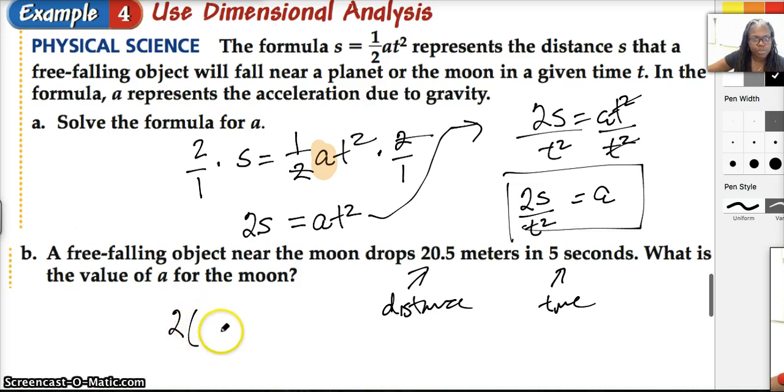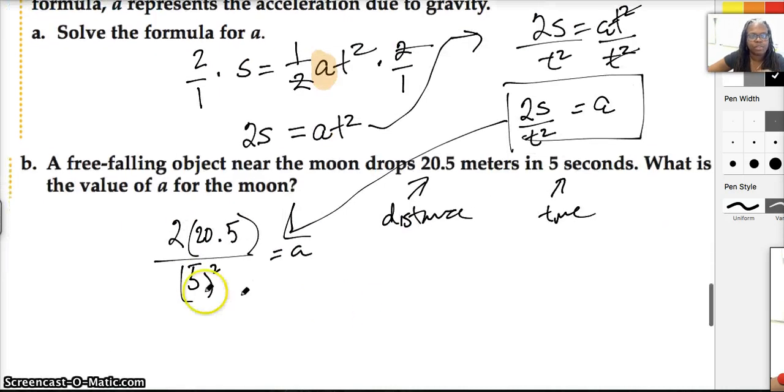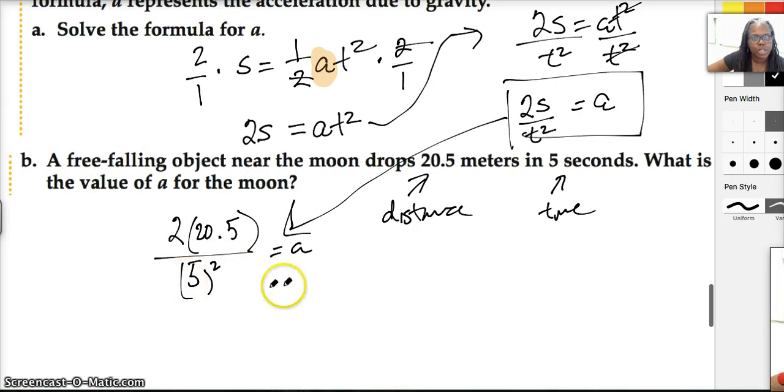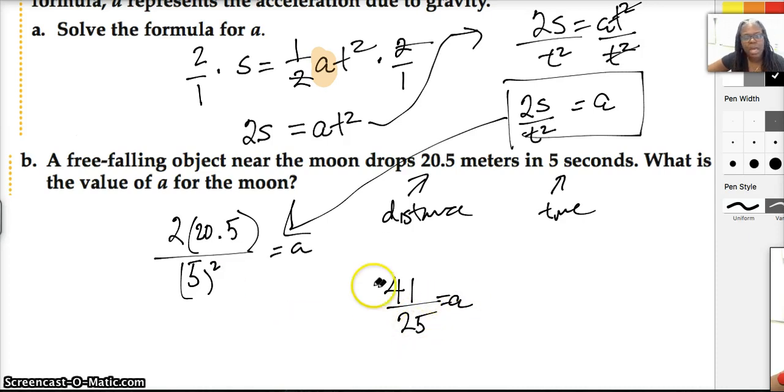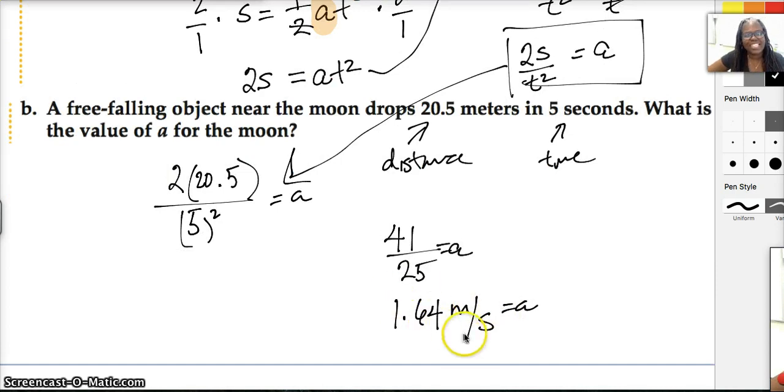Hopefully, if you did pause me, you would see that you would put in for S, the distance, which is 20.5, and then for T squared, you're going to put 5 squared, and that's going to give you your A value because we're directly using this formula that we created. So with a little bit of calculator pushing, what we're really doing is, up at the top, we'd have 41 over 25 for A. We could do that without a calculator, I think. So the acceleration would be 41 over 25 meters per second. Let's go ahead and get a numerical value. I will use a calculator. So we get 1.64 meters per second is our acceleration.